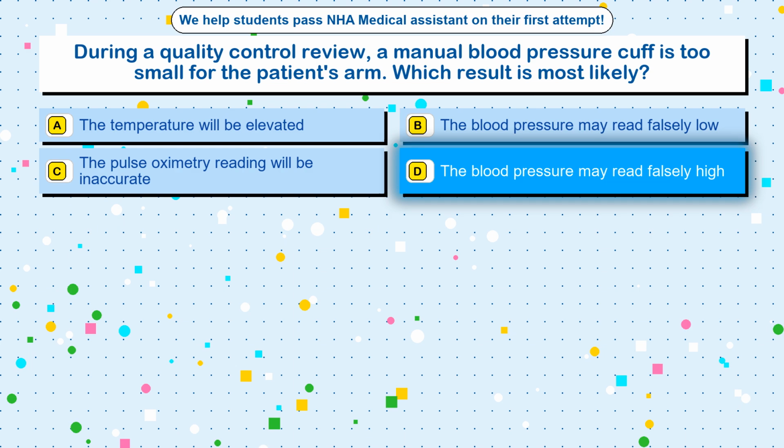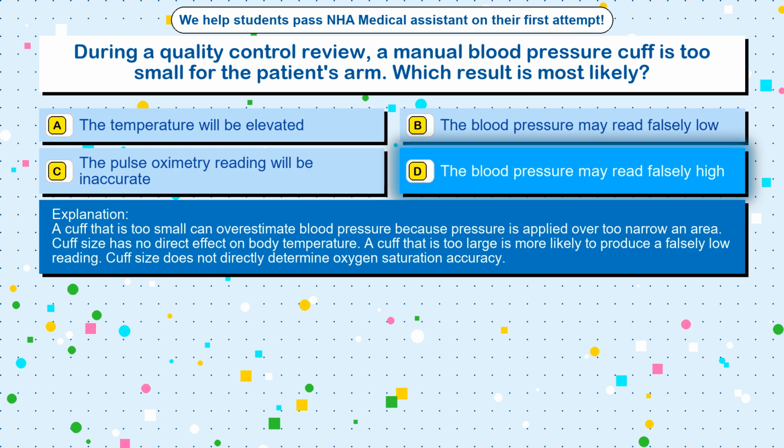The correct answer is option D, the blood pressure may read falsely high. A cuff that is too small can overestimate blood pressure because pressure is applied over too narrow an area. Cuff size has no direct effect on body temperature. A cuff that is too large is more likely to produce a falsely low reading. Cuff size does not directly determine oxygen saturation accuracy.